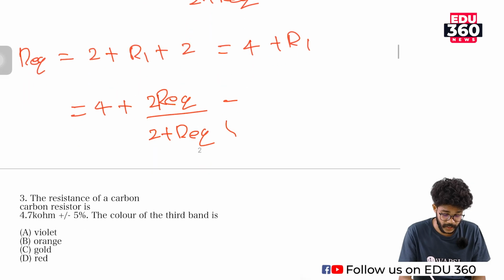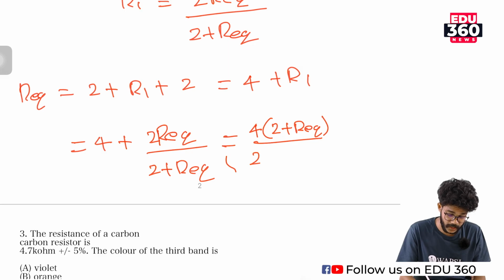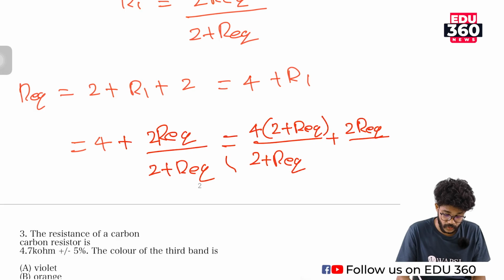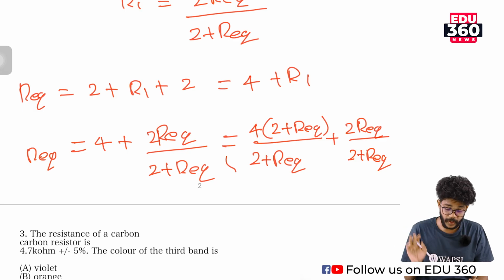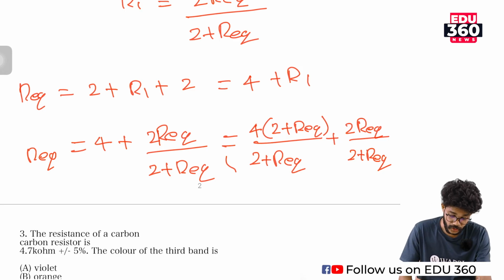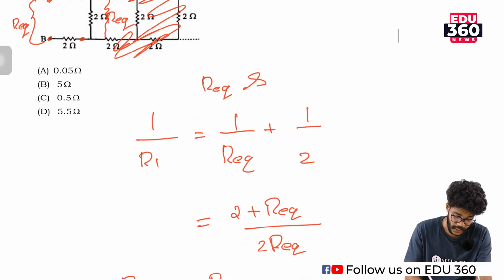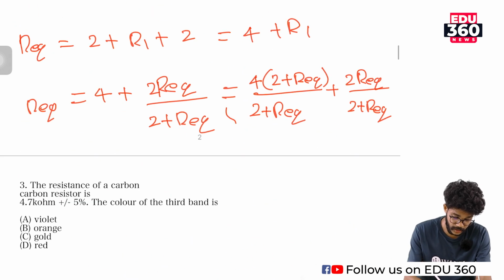Just multiply the denominator and the numerator by 2 plus R equivalent. Then R equivalent is equal to 4 into (2 plus R equivalent) by (2 plus R equivalent), plus 2 R equivalent by (2 plus R equivalent). Okay, so let's cut all this and rewrite it at the top.